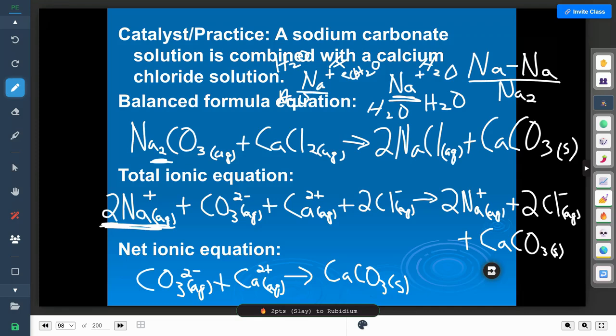Does that make sense? So the subscript is telling us that these things are bonded together in some sort of complex structure, whereas the coefficient tells us, hey, we're separating these things out into their separate ions. Does that make sense? Yeah? Okay, good question.